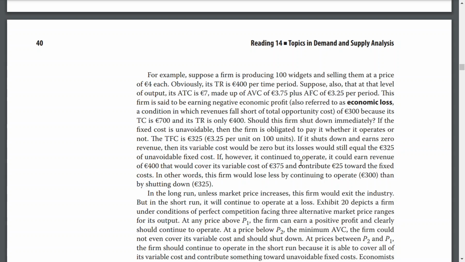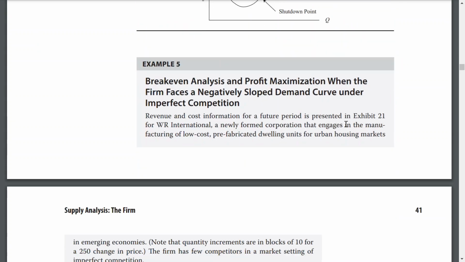This firm is said to be earning negative economic profit, also referred to as economic loss, a condition in which revenue falls short of total opportunity cost, by €300, because of its total cost being 700 and its total revenue being 400. Should the firm shut down immediately if the fixed cost is unavoidable? So these are examples of fixed cost.